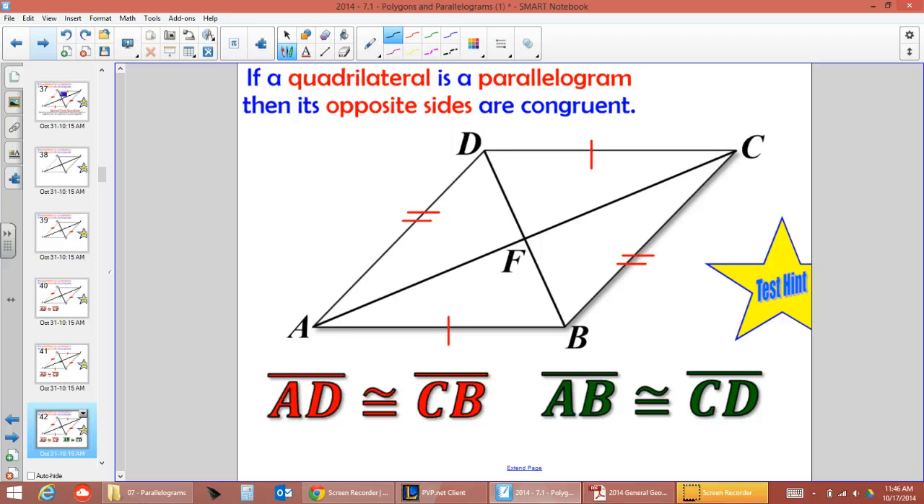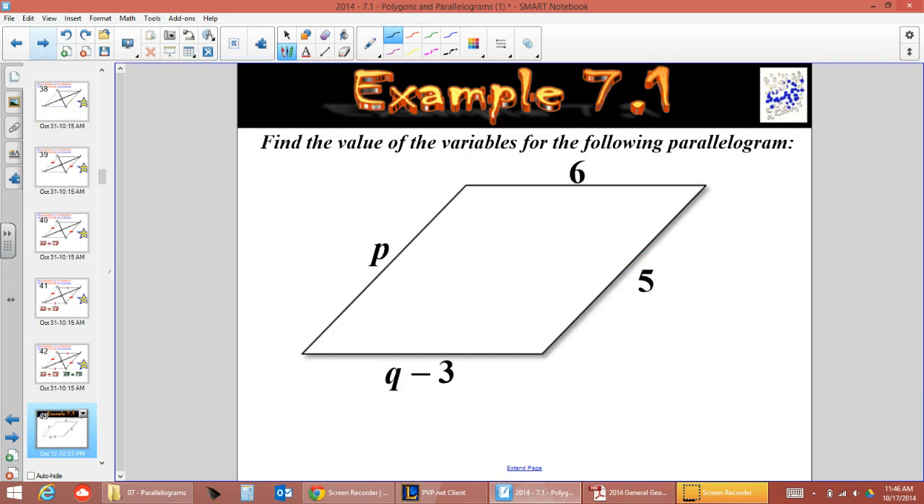So this would be the answer to this test question. I give you the definition, and you tell me information about that definition and mark the diagram properly. All right, so now we're on to our first example. Find the value of the variables for the following parallelogram. Notice, I'm telling you it's a parallelogram, okay?